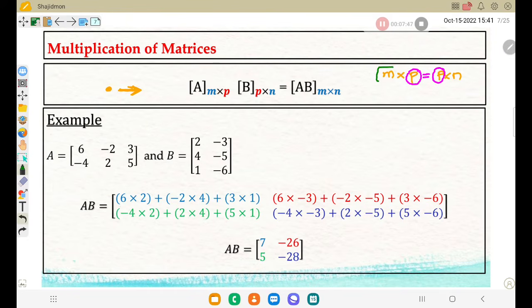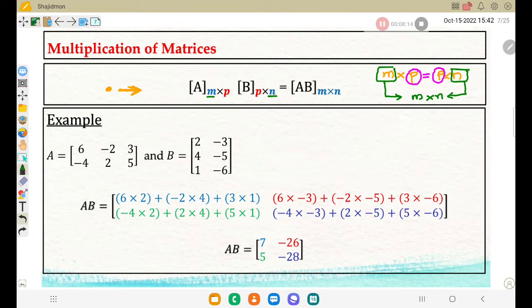Now, the answer matrix, that means A multiply B matrix, the order should be the first number here and the last number here. So for M by N, we will get an M by N matrix as the answer. Keep that in mind. So A is M by P, B is P by N, which means the AB matrix is M by N. That means the first number here, last number here, is the order of the new AB matrix, correct?